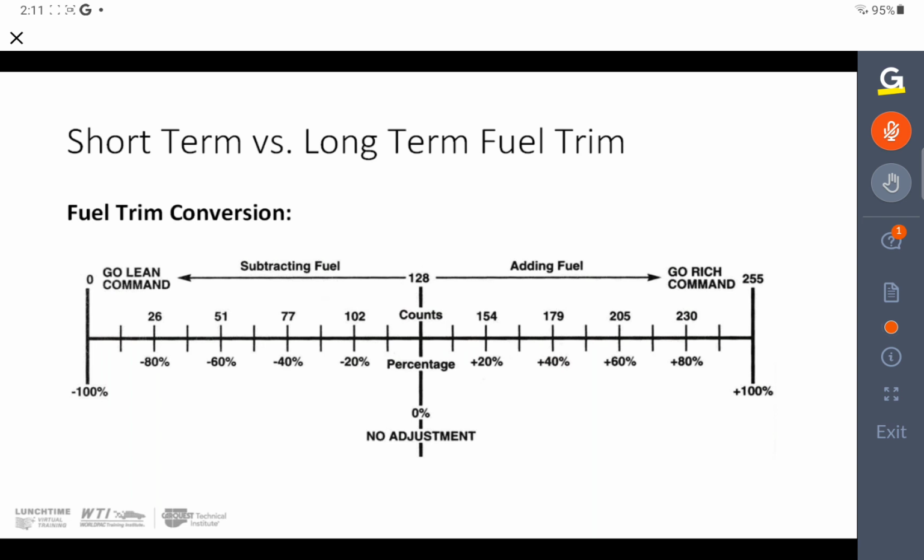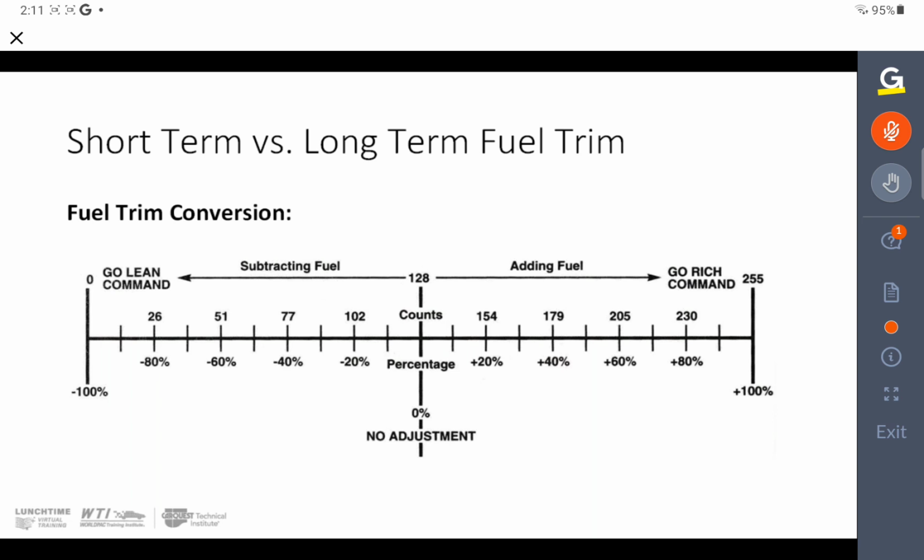There's no corrections being made to long-term or short-term fuel trim. It's basically running at 14.7 to 1. If the computer needs to add fuel, which means goes positive, plus 10%, plus 20%, it's doing that to correct for a lean condition. And again, it's watching the oxygen sensor and air fuel ratio sensor to make this determination.